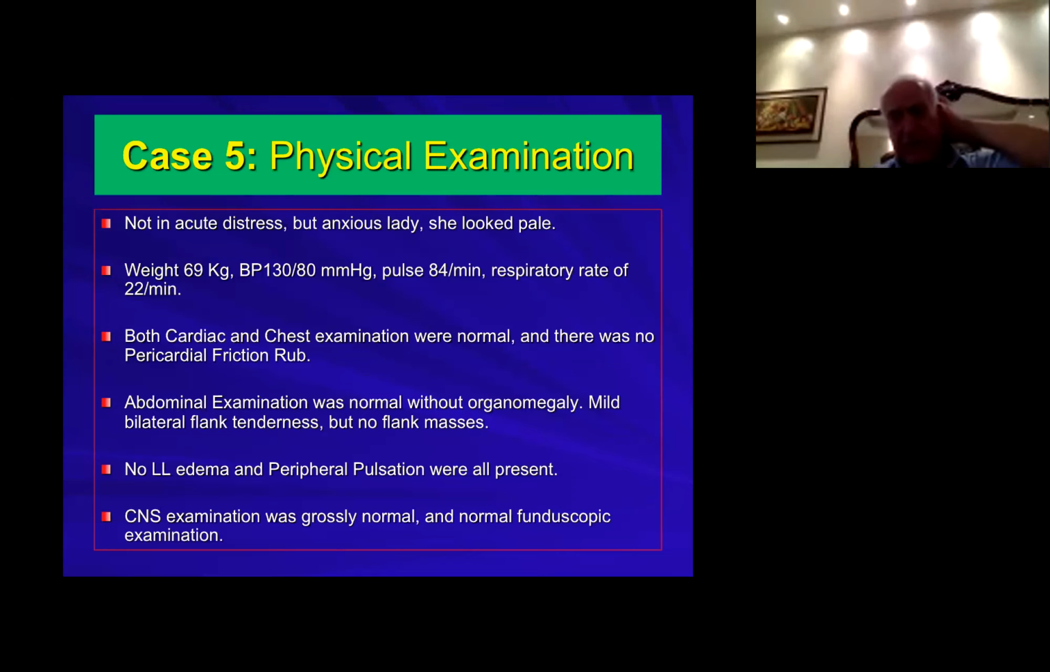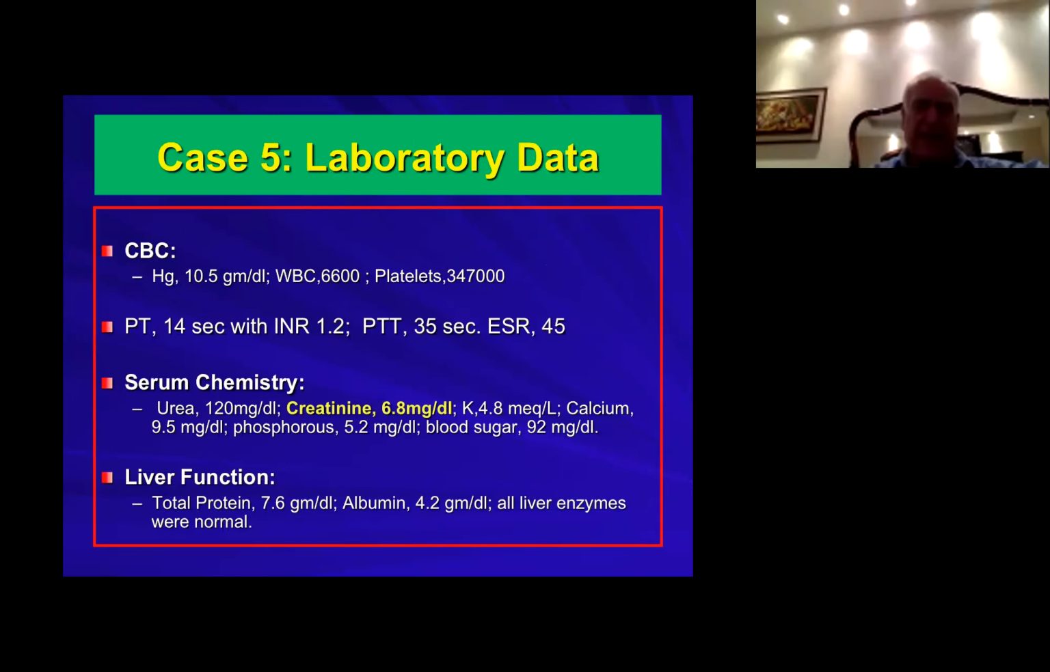Abdominal examination: no organomegaly by palpation. Bilateral flank tenderness was present but no masses, no peripheral edema at this time, CNS grossly intact. She's anemic. PT and PTT were normal, AST is slightly up, serum creatinine 6.8. Calcium, phosphorus, blood sugar, and liver function look fine.